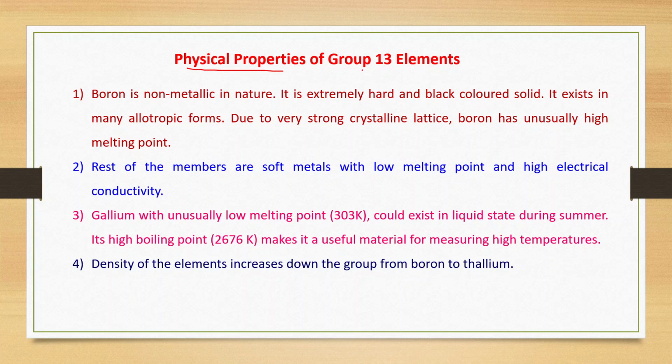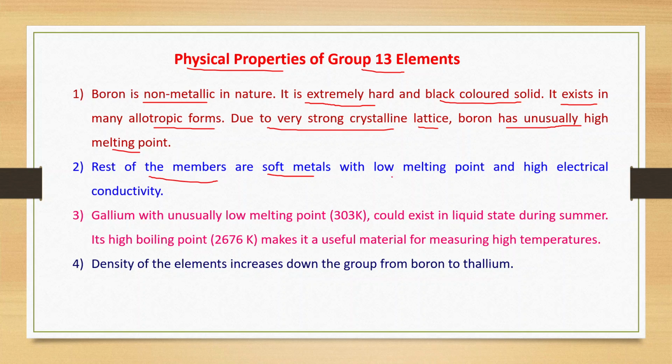Physical properties of group 13 elements. Boron is non-metallic in nature. It is an extremely hard, black colored solid. It exists in many allotropic forms. Due to its very strong crystalline lattice, boron has an unusually high melting point. The rest of the members are soft metals with low melting point and high electrical conductivity.